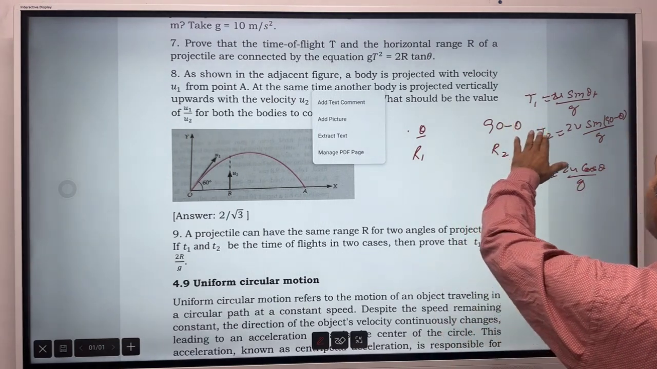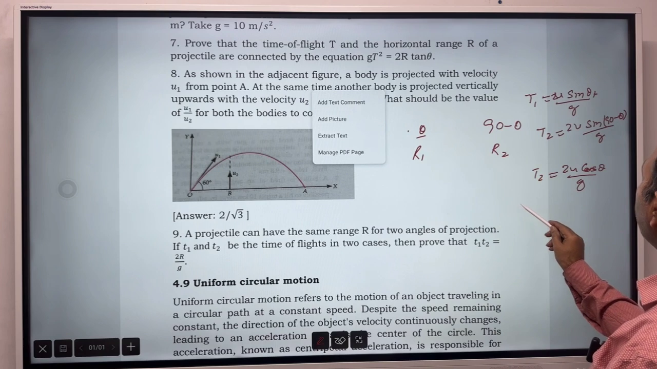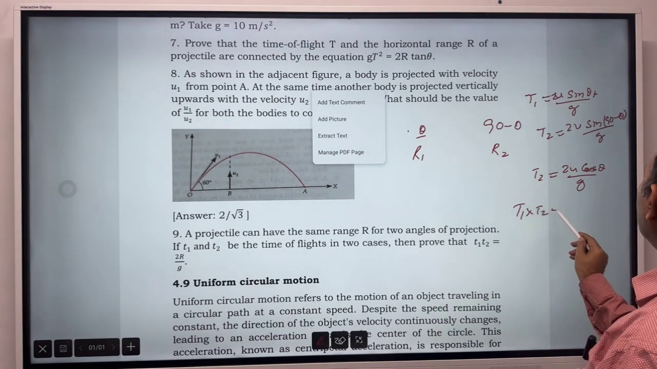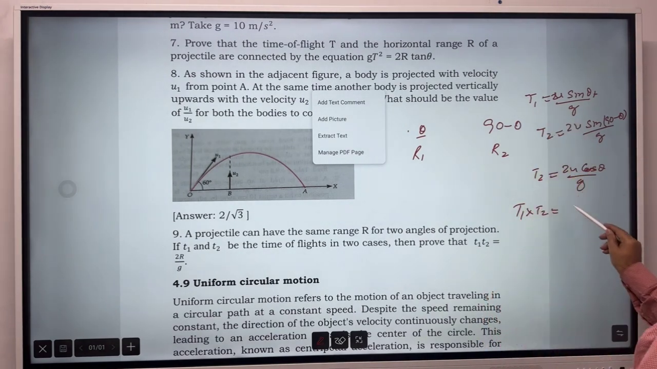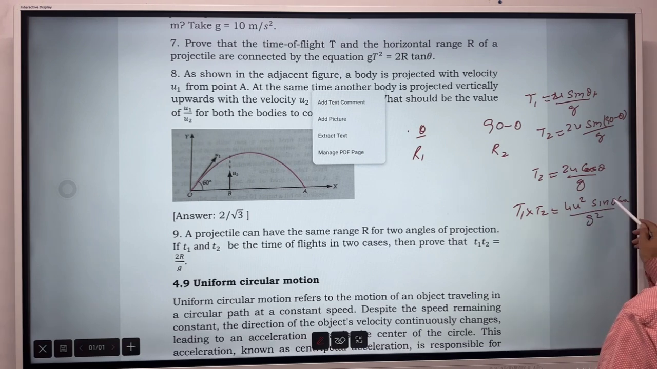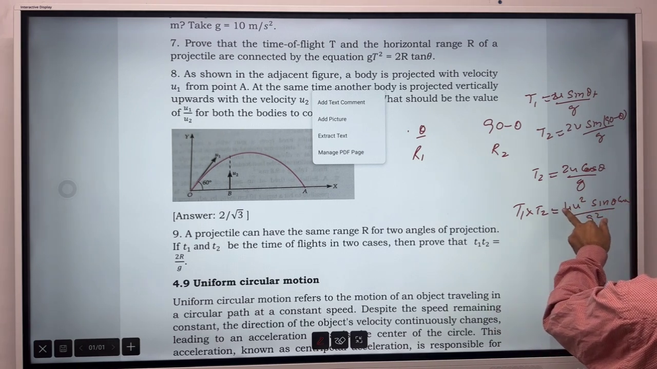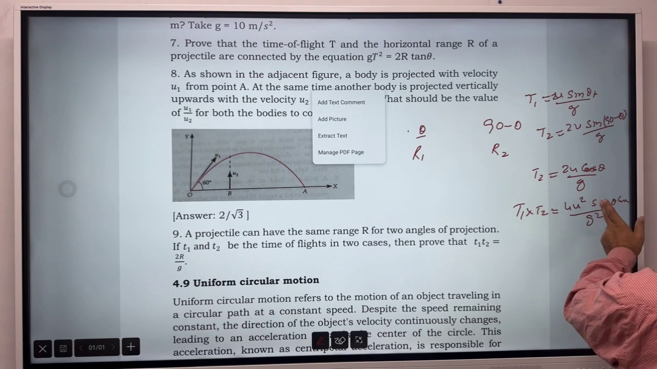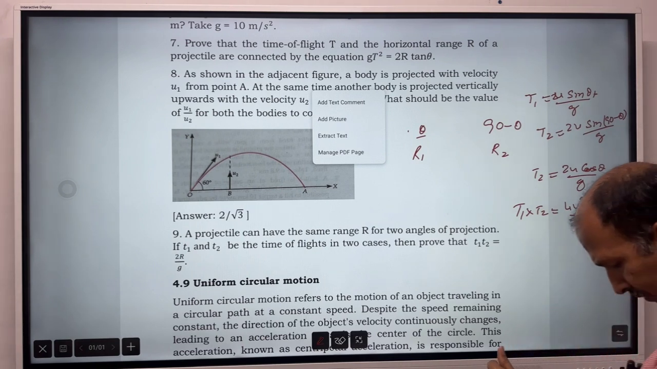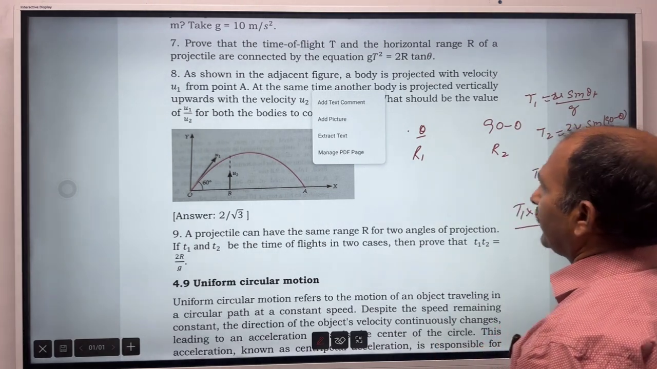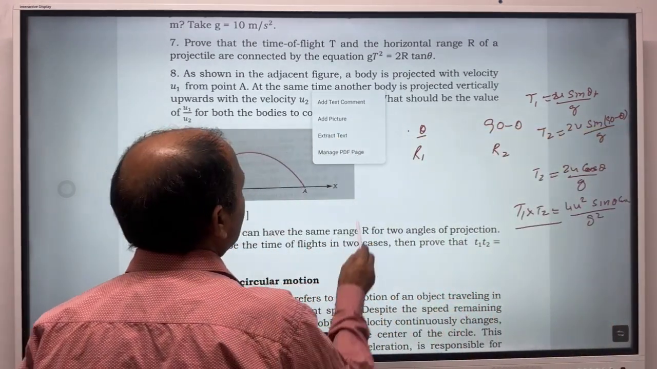Here they are saying that you have to multiply the two. If you multiply t1 into t2, what do you get from here? This will become 4u square sin theta cos theta upon g square. Now if you wish, you can convert it into sine 2 theta, because if you write 2 here and take 2 inside, 2 sine theta cos theta will become sine 2 theta. But let's leave it here and let's solve this portion.